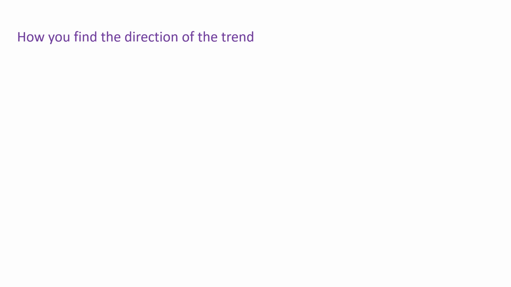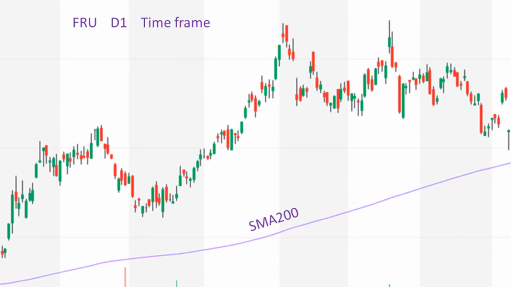How do you find the direction of the trend? It's very simple and easy. I'm going to show you this in this example. This is FRU stock, D1 time frame, Yahoo Finance. D1 is my longer time frame. This is my price trend.